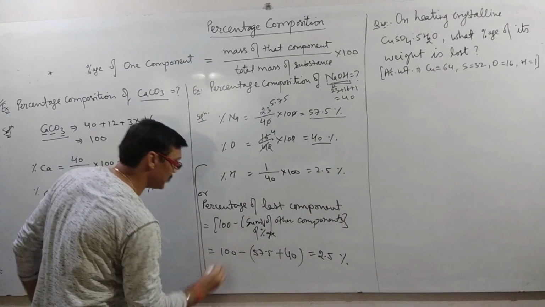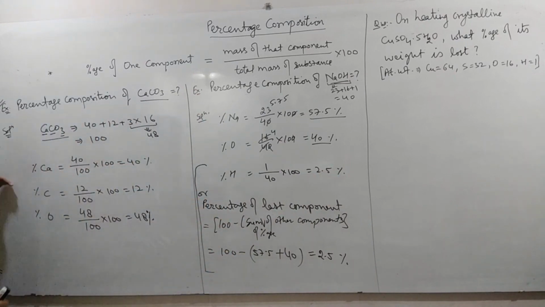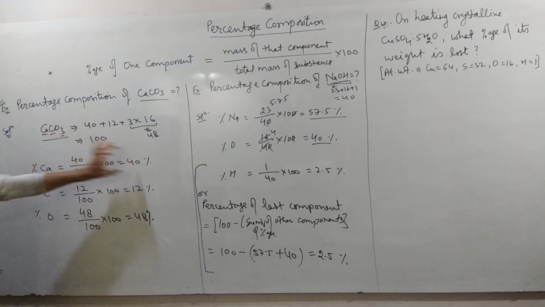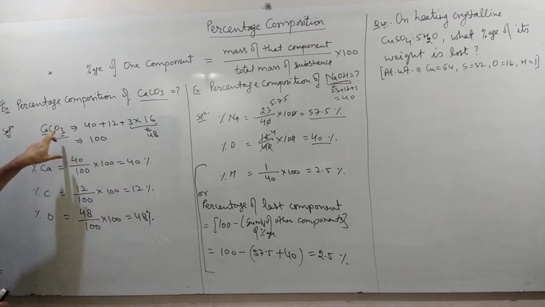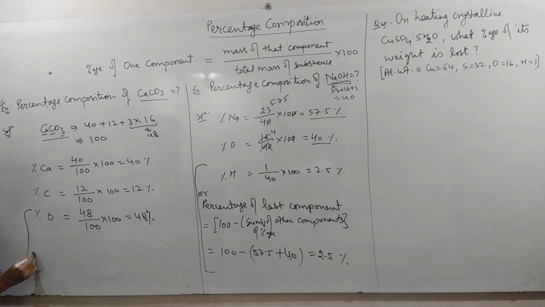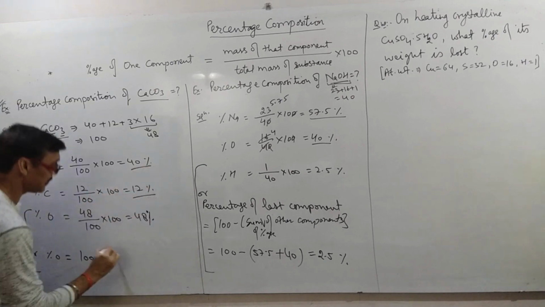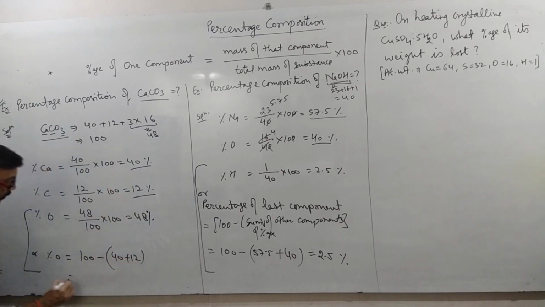And similarly, in the case of calcium carbonate, if you have the percentage of calcium 40% and percentage of carbon 12%, then you can find the percentage of oxygen as 100 minus the sum of the percentages of the other two, 40 plus 12, so 48%.